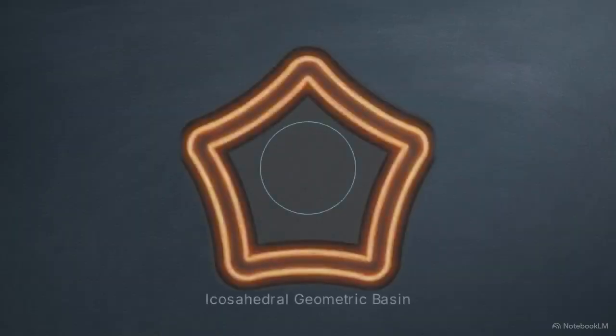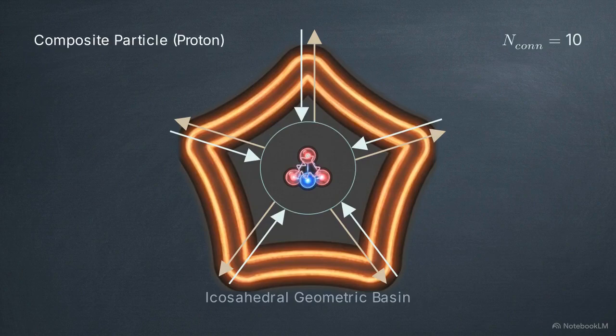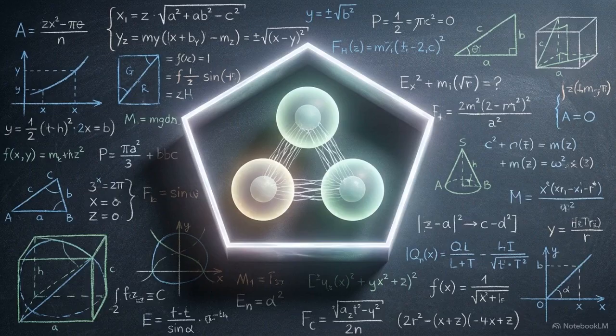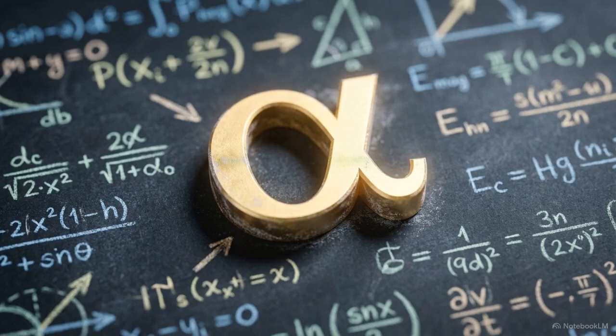Now we apply the physics. We place a composite particle, specifically a proton containing 3 internal quarks, into the geometric center of this basin. As the particle occupies this space, its constituent charges accumulate an electromagnetic phase along the pentagonal boundary. This document formalizes the mechanism in equation 6. The phase accumulation is governed by the Aharonov effect, requiring an integration of the vector potential along the geometrical edges.